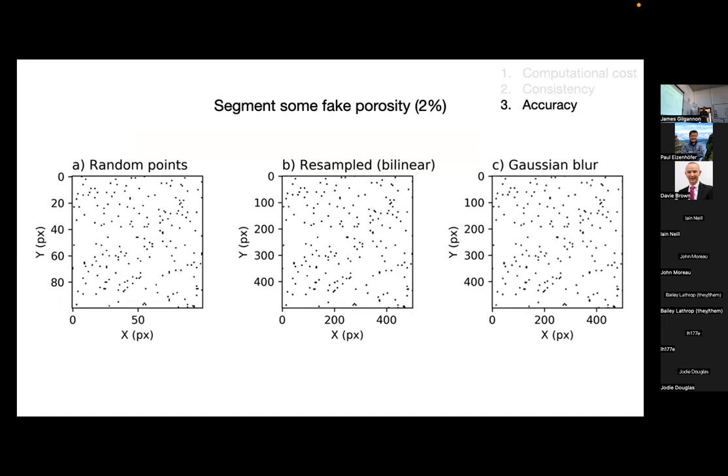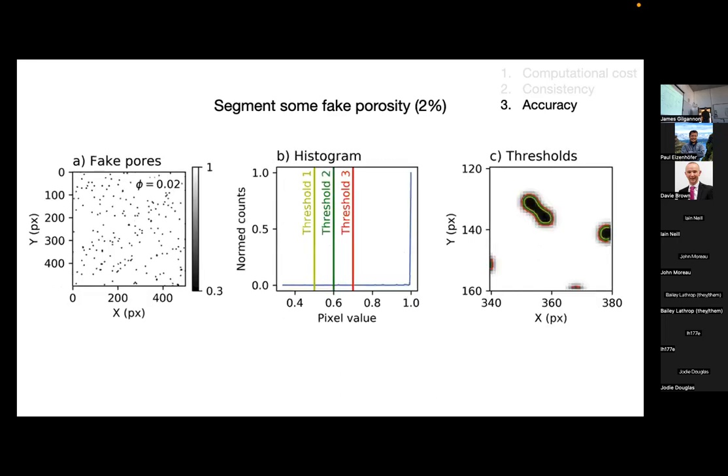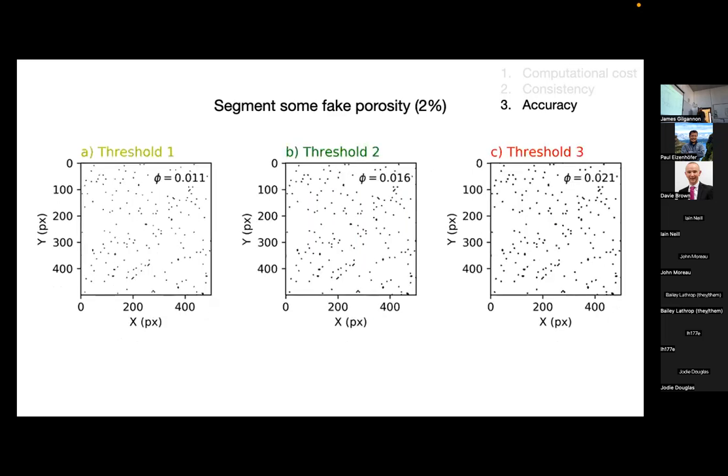Now, for the accuracy case, for those that maybe don't get why it might be critical, I'll step through an example to show you why it's important when you want to be quantitative with these types of systems. We generated some fake porosity, some random points. We resample them to give them a bit more resolution and then blur them to give them some edges. We then threshold those with, say, three thresholds that all of us could convincingly argue were reasonable. If you try to get a porosity value, which we know should be 20%, you can have a doubling depending on what you chose for very reasonable segmentation thresholds.